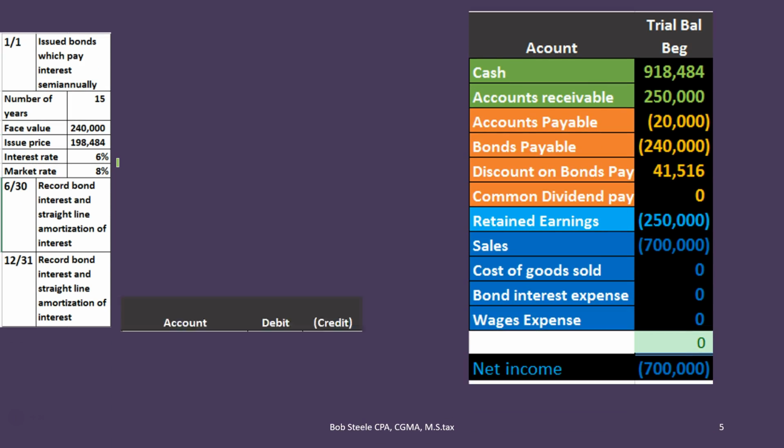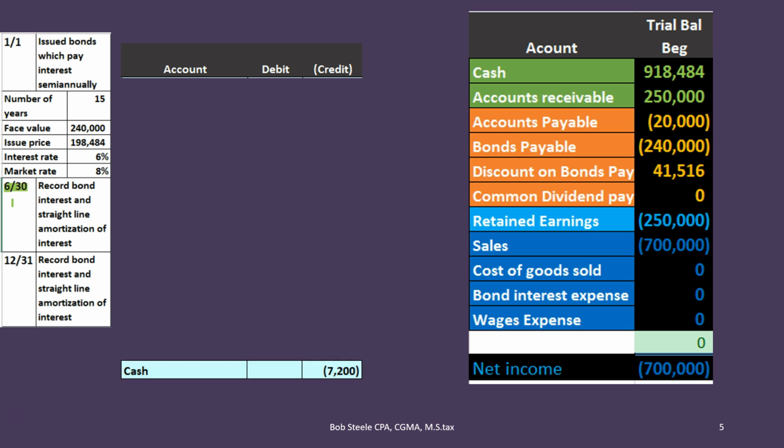So let's see what that would look like. Now we're going to think about us on June 30th, recording the bond interest and straight line amortization. So now we've jumped forward in time. We issued the bond, and now of course we're paying the rent on it. We only have to pay the rent twice a year. The rent has come due at this point in time, so we will then have to pay it.